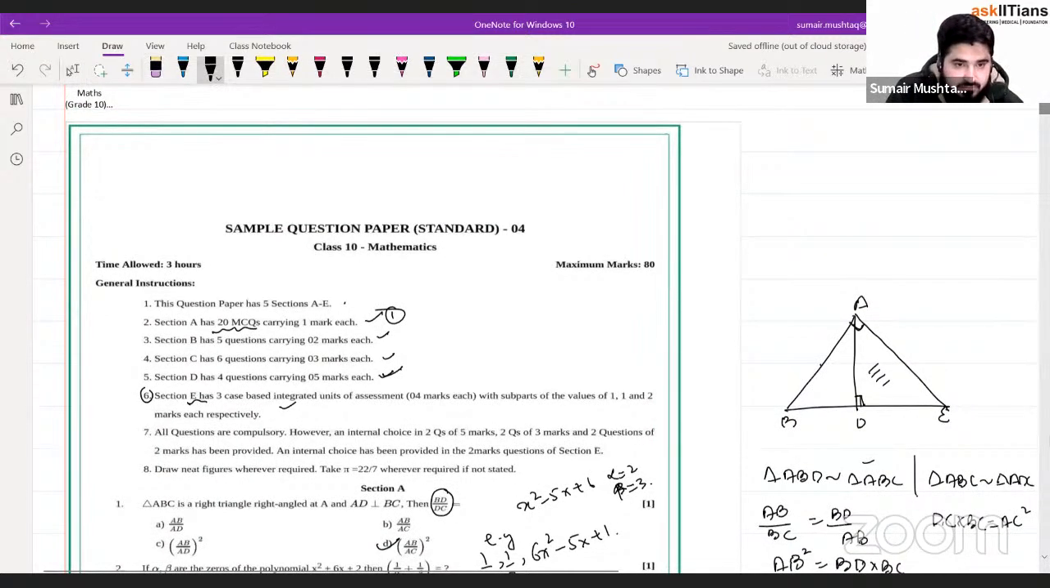For the first 20 questions, that means it is one marker. Then 5 questions, that is 21 to 25, are 2 markers. After that, 6 questions, that is 26 to 31, are 3 markers. After that, 4 questions are the 5 markers.